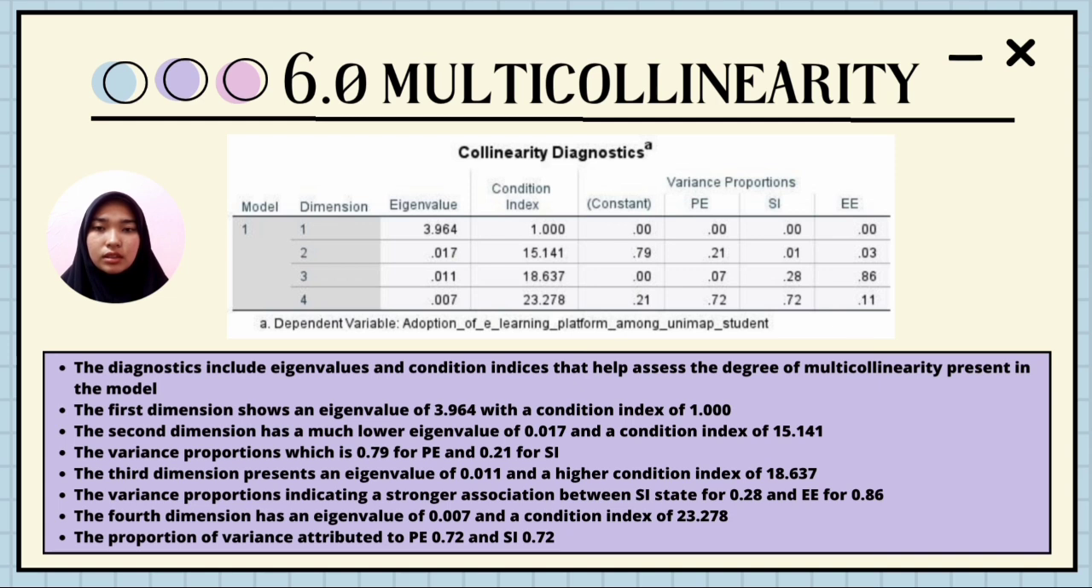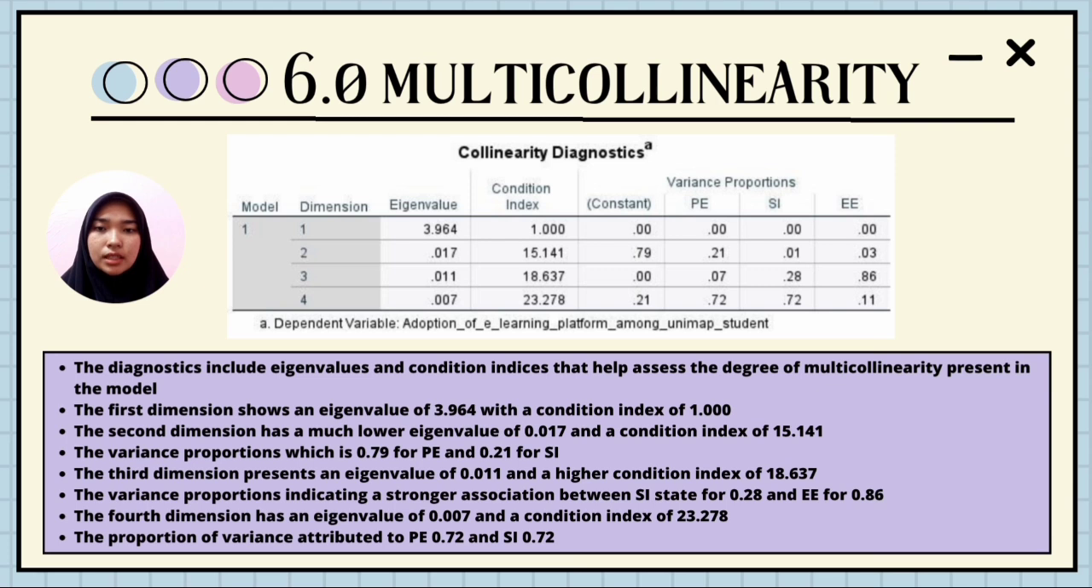The first dimension shows an eigenvalue of 3.964 with a condition index of 1.000. The second dimension has a much lower eigenvalue of 0.017 and a condition index of 15.141. The variance proportions are 0.79 for PE and 0.21 for SI.